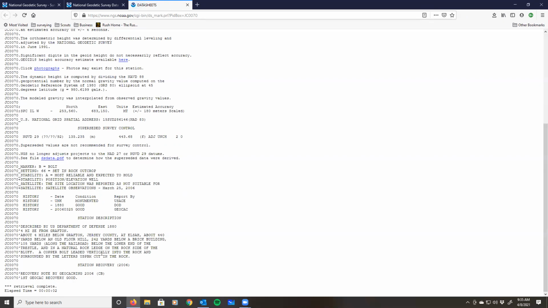Let's see, it says it's 4 miles below Grafton, about 440 yards below an old flour mill, which is no longer there, 242 yards below a brick building, 105 yards along the railroad, which is no longer there, below the lower end of the trestle, and in a natural rock ledge on the rock side of the bluff, a copper bolt leaded vertically into the rock and surrounded by the letters USPBM cut into the rock. So, this was set by the Department of Defense in 1880.